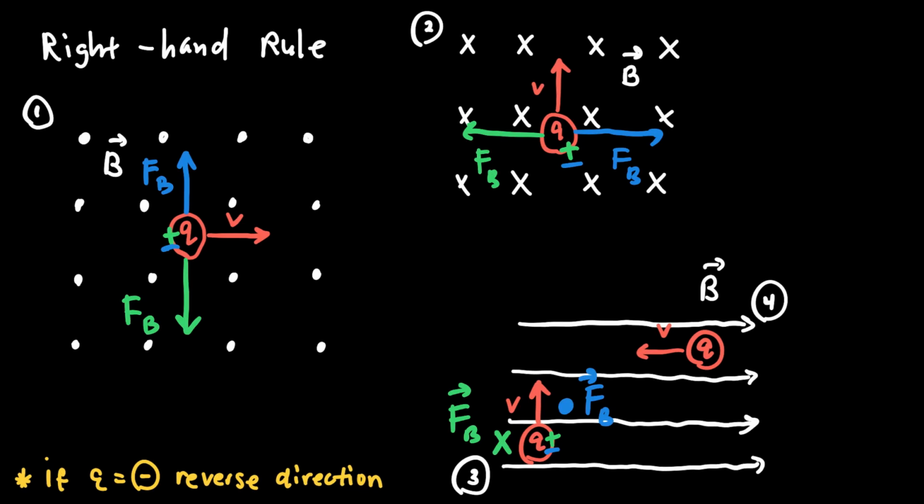And so I can represent that with the dot or the x in the same way that I represent the magnetic field with dots or x's for magnetic fields that are perpendicular to the velocity.